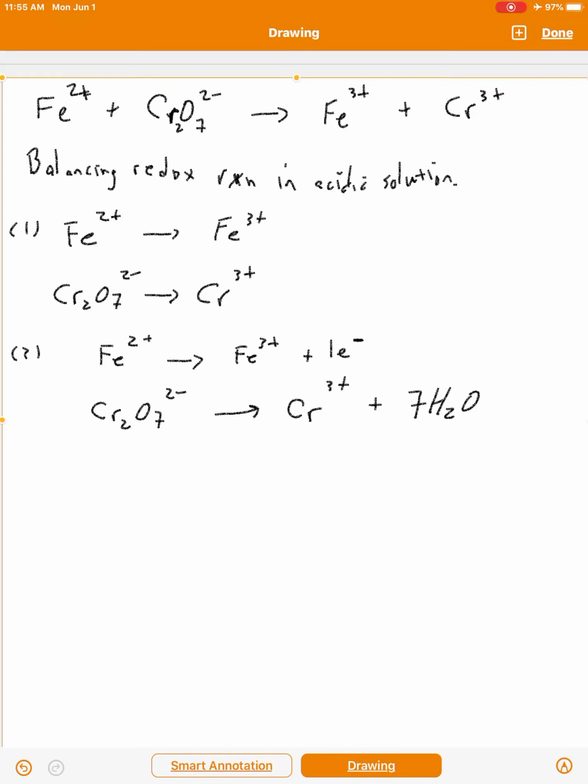Now I'm going to balance the chromium. How many chromiums are on the left side? How many chromiums are on the right side? There's 2 on the left, 1 on the right. So we put a 2 here, right? Does that make sense? Now there's 2 chromiums on both sides and 7 oxygens.